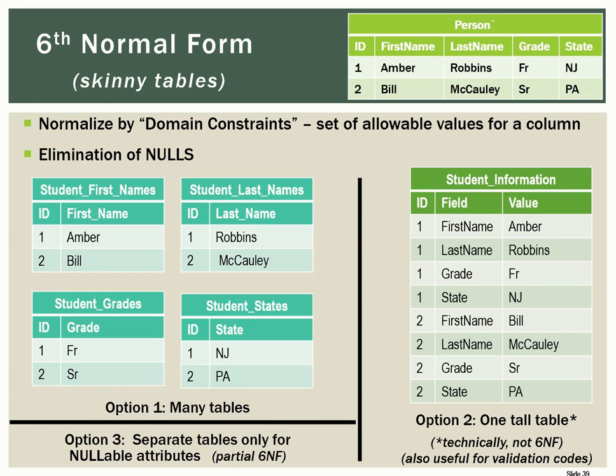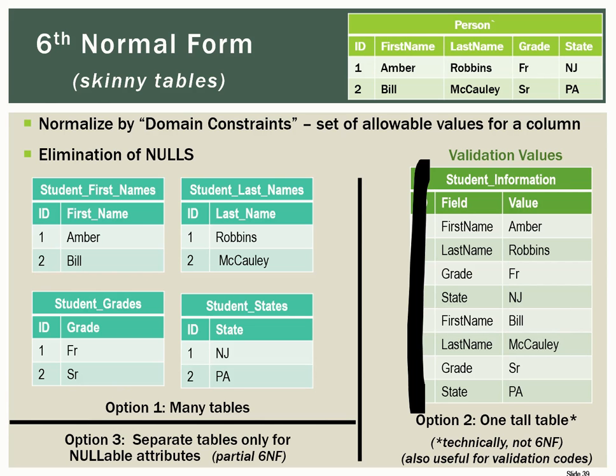Option 2, instead of having one table per every student attribute, builds one giant table, but notice it's still one of these skinny tables, but this table mixes all the fields together. So you would have student 1, first name Amber, last name Robbins, grade freshman, state New Jersey, and student number 2 for Bill McCauley. You can see that the way this is done is the field name, the attribute name, becomes actually a column, and then the values are associated with that. It's a bit like key value pairs for the primary key of the person table.